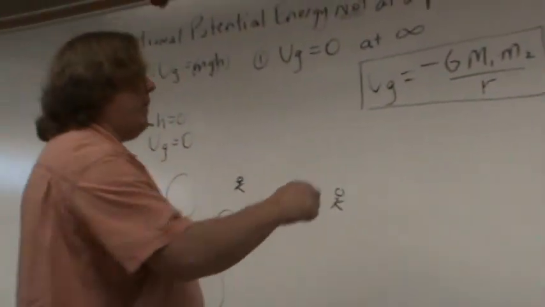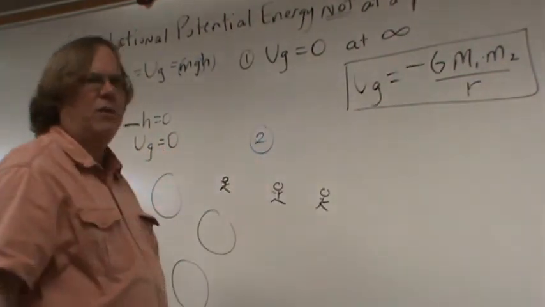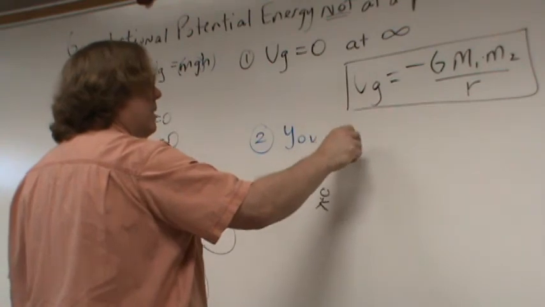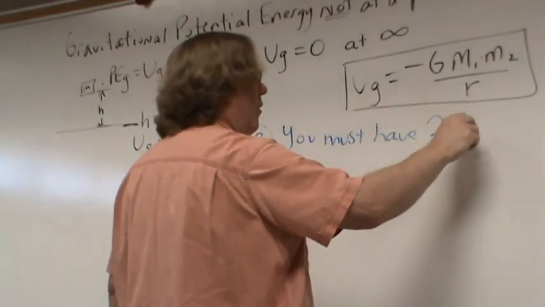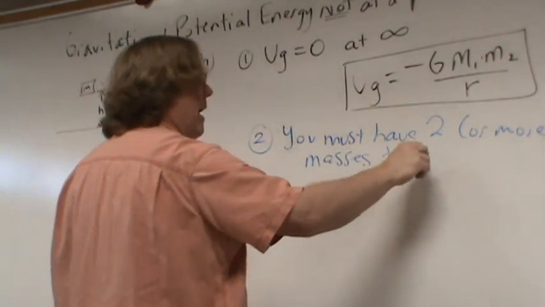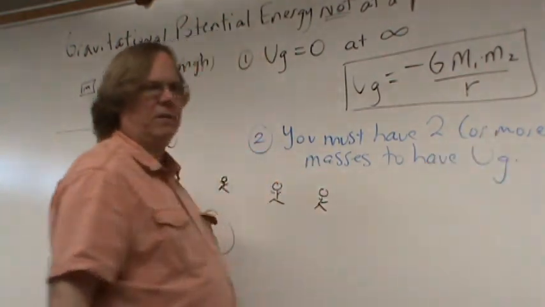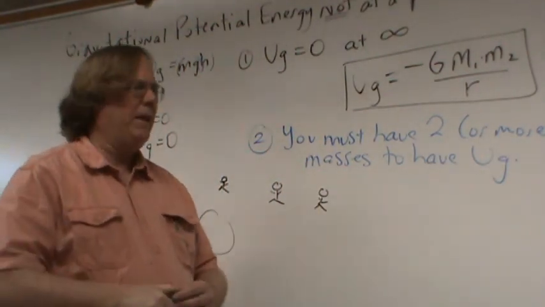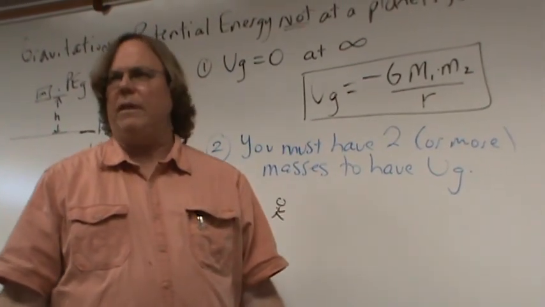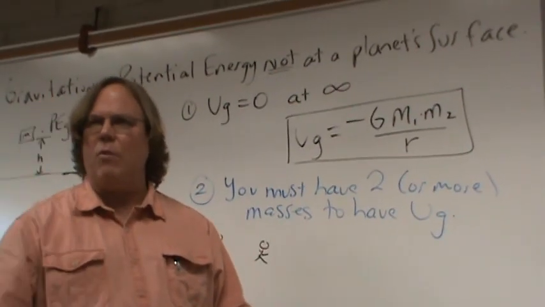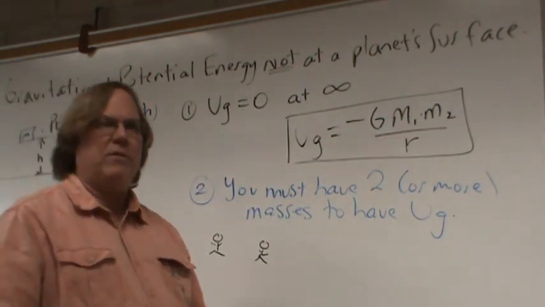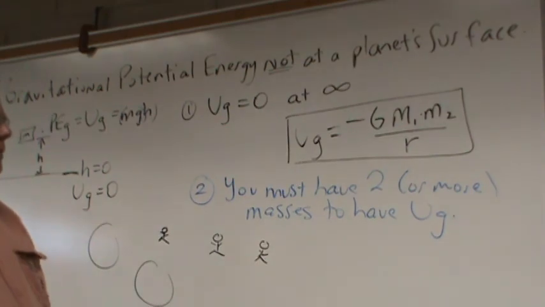But I got to tell you one more thing about gravitational potential energy. The second thing you should know, it takes 2 masses to have gravitational potential energy. You must have 2, or more, masses to have gravitational potential energy. One way the AP exam will try to fake you out is they'll say, what's the gravitational potential energy of the Earth? And the answer is there is none. You can't have gravitational potential energy of one thing. You need 2 things to have gravitational potential energy. If there's only one mass, you can't talk about gravitational potential energy. You need 2 and then use that formula.